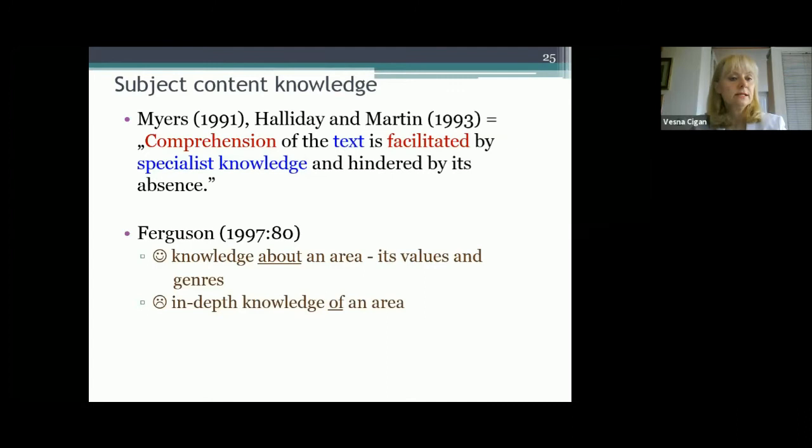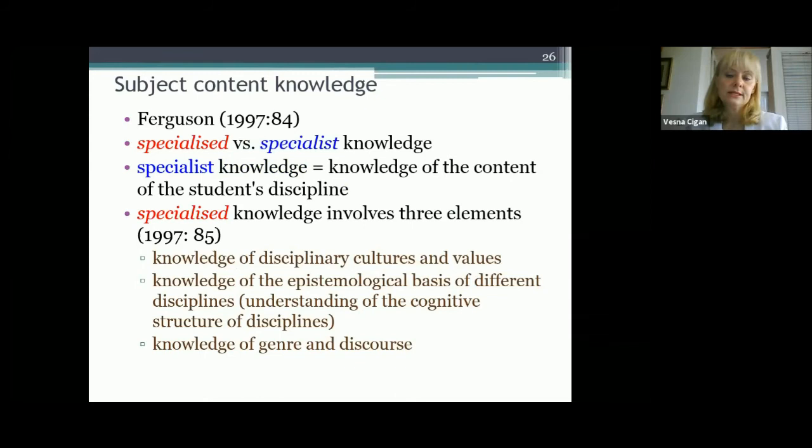According to Ferguson, what ESP practitioners actually need is knowledge about an area, that is, its values and preferred genres, rather than in-depth knowledge of an area. As one of the few scholars to address this issue directly, Ferguson distinguishes between specialized knowledge and specialist knowledge. Specialist knowledge refers to knowledge of the content of the student's discipline or subject. Specialized knowledge involves three related elements: a form of knowledge philosophical in nature, knowledge of genre and discourse, or more precisely, genre and discourse analytical skills.